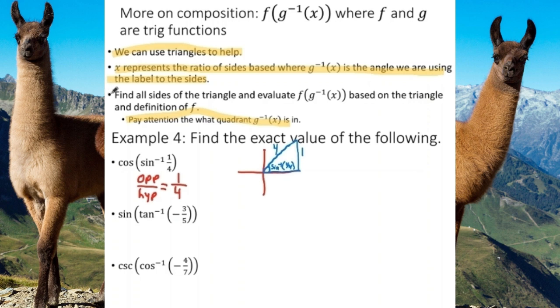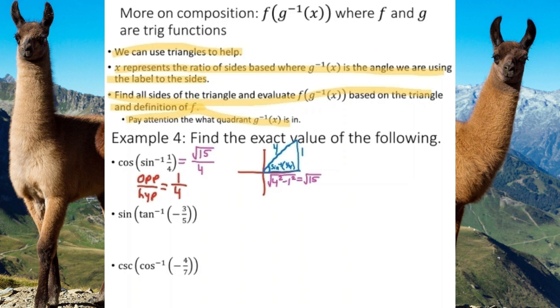Now that we have a triangle drawn, we're going to find all the sides of the triangle, at least the ones that we need, and then evaluate f of g inverse of x based on the triangle and the definition of that. Since we're trying to evaluate cosine of this angle, cosine is adjacent over hypotenuse. Currently, I don't know the adjacent side of my triangle. But if we use the Pythagorean theorem, our adjacent side will be the square root of 4 squared minus 1 squared, or the square root of 15. So cosine of sine inverse of 1/4 equals the adjacent side, root 15, over our hypotenuse, which is 4. So cosine of sine inverse of 1/4 is root 15 over 4.